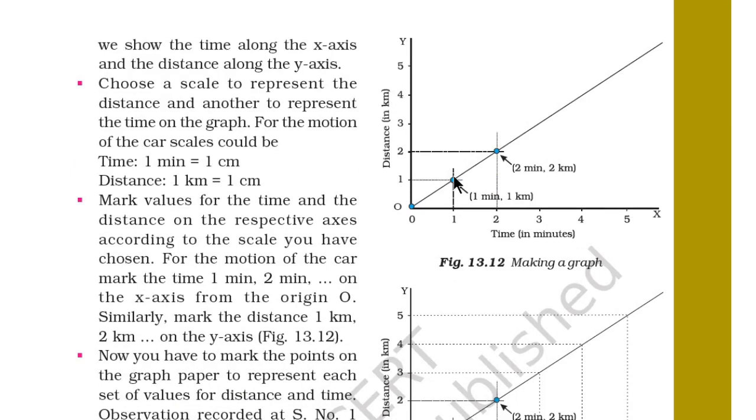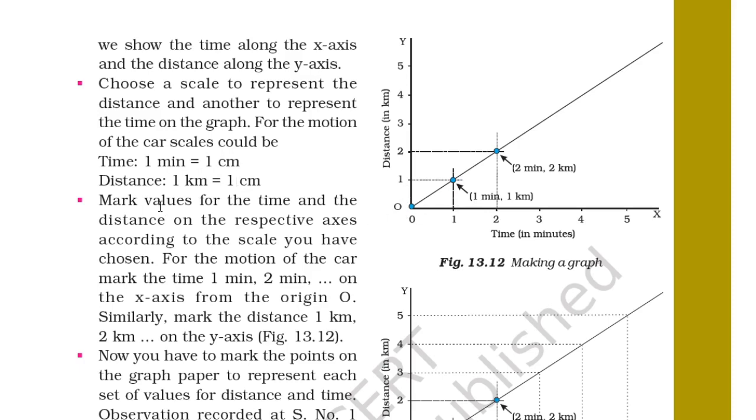So in 1 minute the distance travelled is 1 kilometer. So you can plot it here, and here also the same. So you can do like this. Choose a scale to represent the distance and another to represent the time on the graph. For the motion of the car, scale could be 1 minute is equal to 1 centimeter. So for 1 minute you can plot in 1 centimeter.